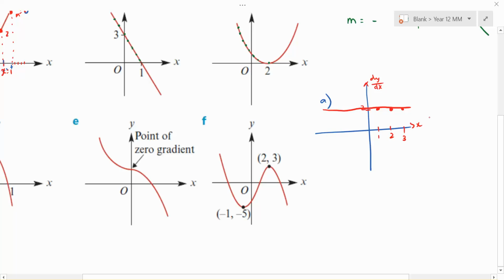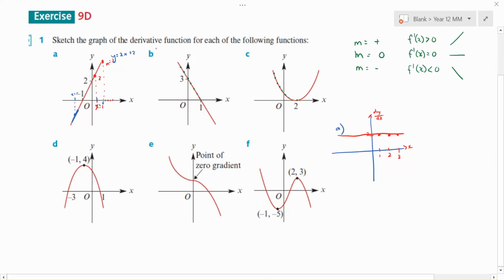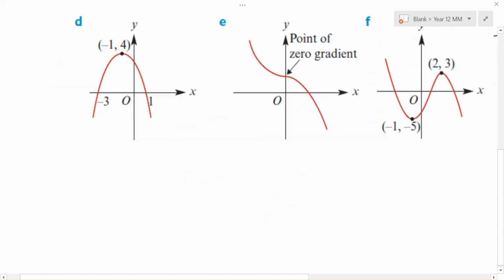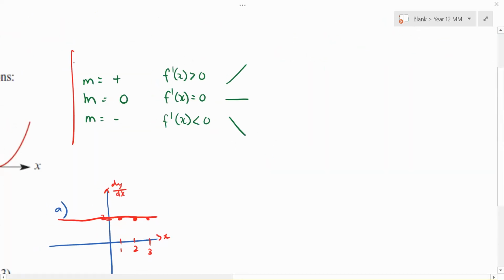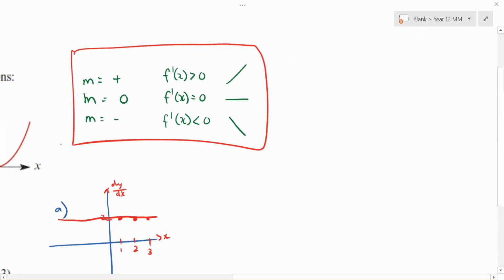I think as a starter, it might get a bit confusing with the linear equations, but let's try a parabolic shape. Okay, let's try D. So we've got D. So your aim, remember, is to look at these 3 things, the type of gradients you have.